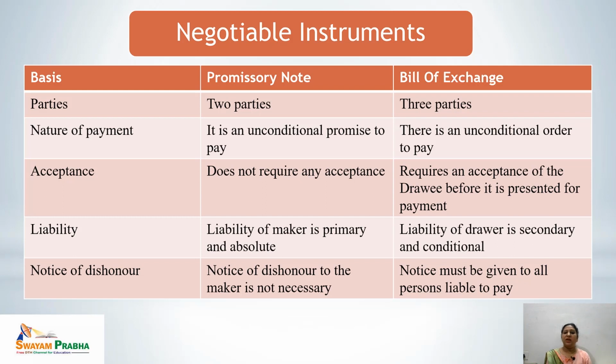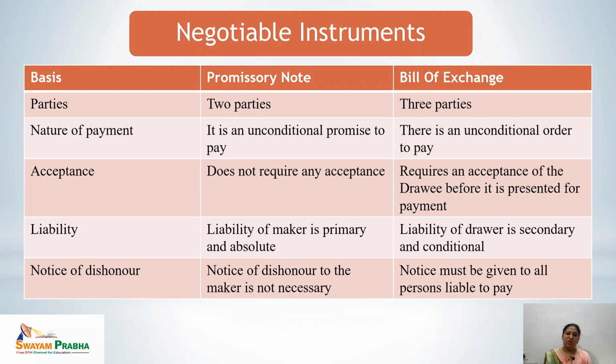Next difference is the nature of payment. Promissory note is an unconditional promise to pay. Here, the maker of the promissory note promises to pay, saying I am promising to pay this much amount. But in a bill of exchange, it is not a promise, it is an unconditional order to pay. So there is a difference. That means a promissory note is an unconditional promise, whereas a bill of exchange is an unconditional order.